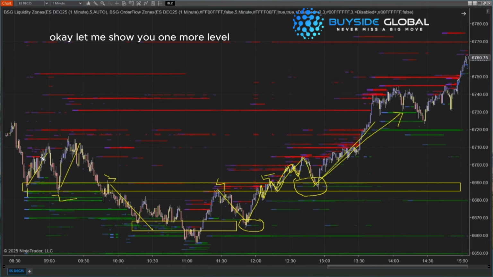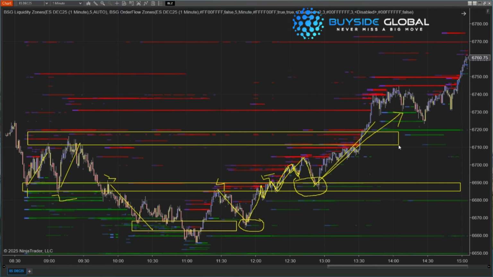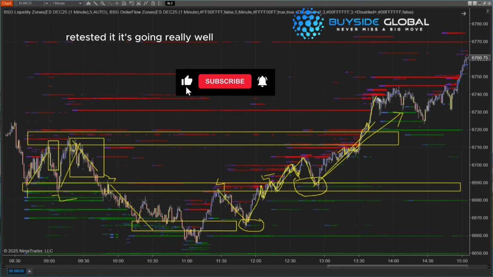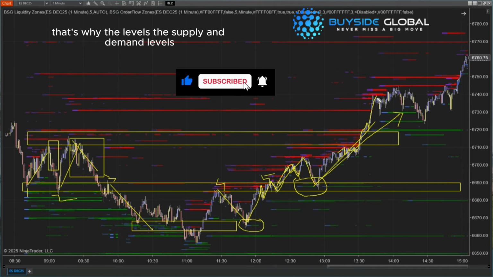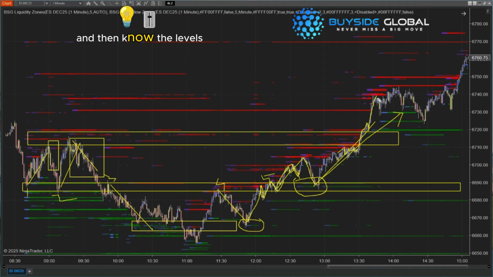Let me show you one more level. Look at this level. Perfect level. The morning level that opened, the same level, it was struggling to go. Once it pierced through that level and retested it, it went really well. That's why with the supply and demand levels, look at the big picture for the full day, know the levels, and then look at the liquidity zones, where exactly the liquidity is.